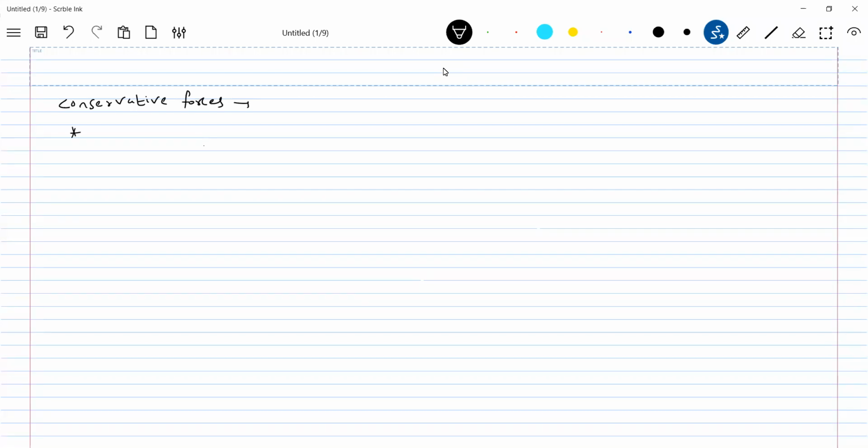So what are the basic features of that? Work done by a conservative force in a closed path is 0. So what do you mean by this? It will be W_C, you write it, integral of F_C bar dot dL. Dot product here.